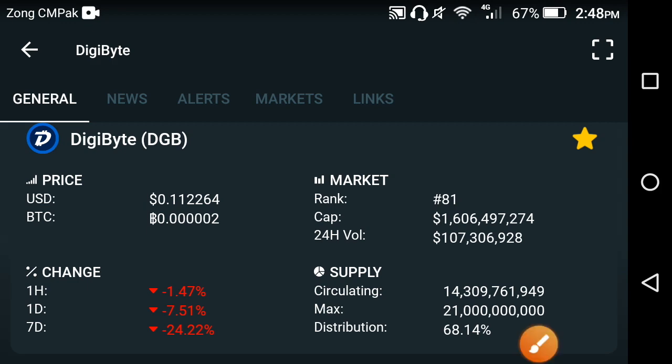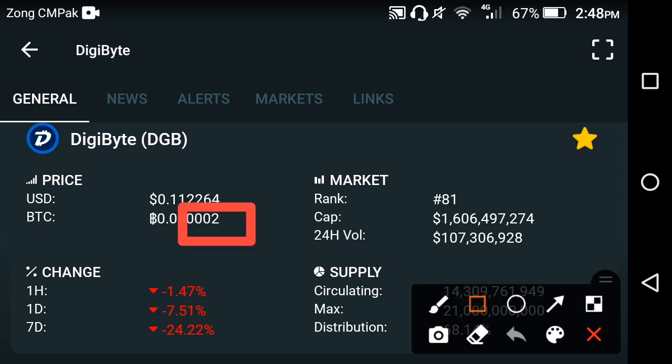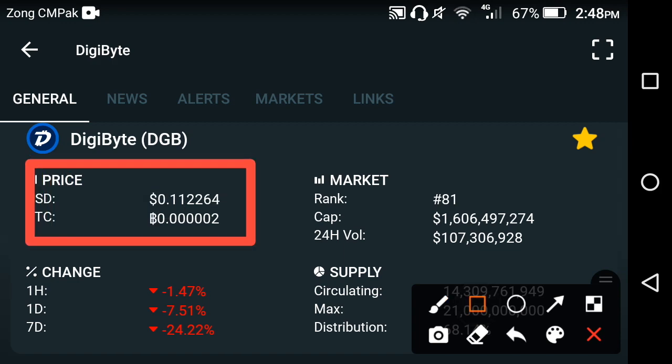So friends, as you can see on the screen, at this time the Digibyte DGB price is 0.112264 USD, which is the current price of the DGB coin. On the other side, if we look at the price changes in Digibyte, the last 1 hour, the last 1 day and the last 1 week price change is negative, friends. The price of Digibyte is falling day by day, minute by minute, hour by hour. The price of the DGB coin is going down. What's the reason behind it? Why is the price falling so fast, friends?